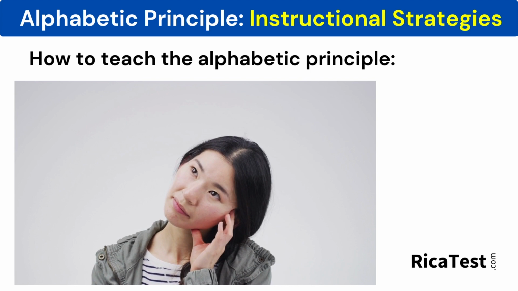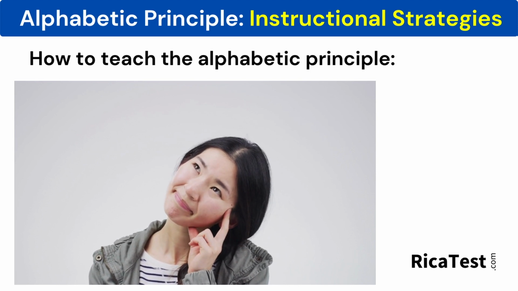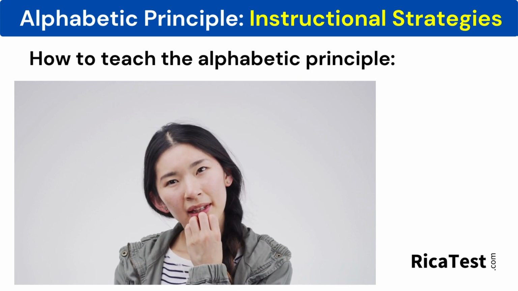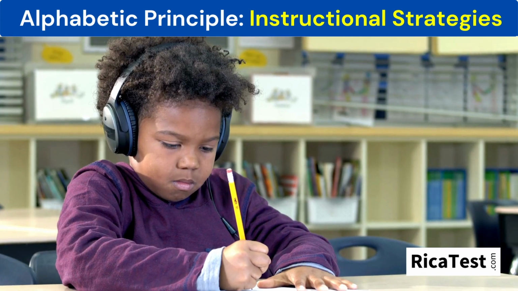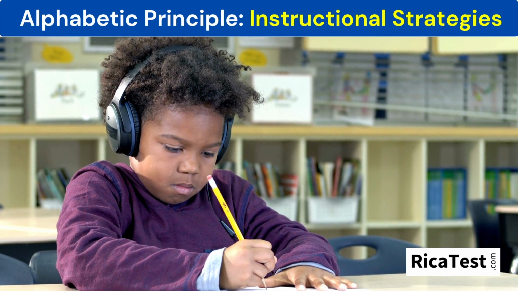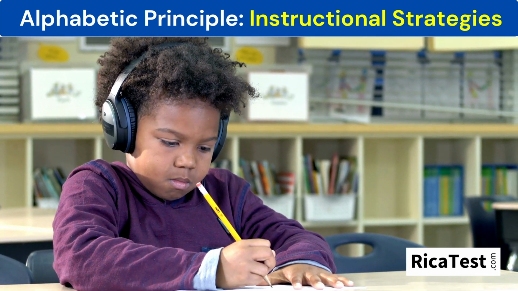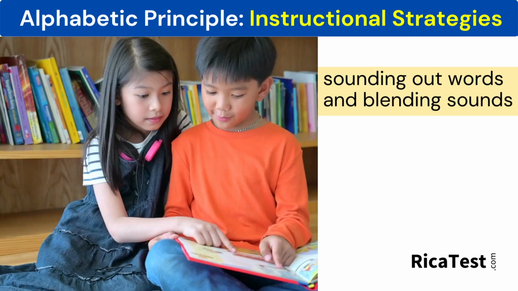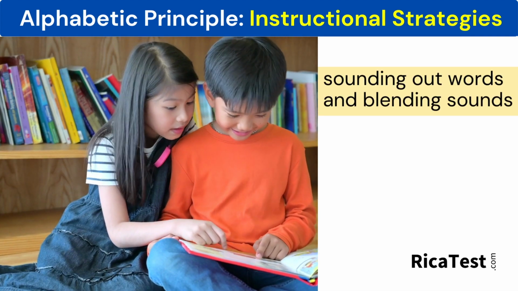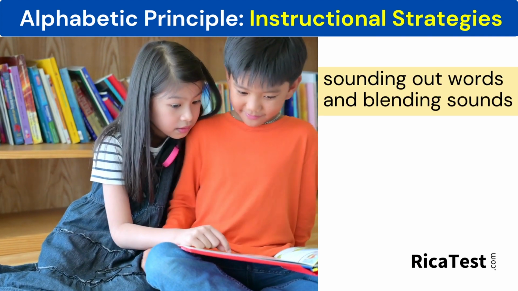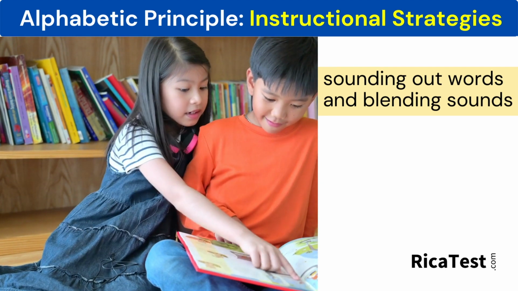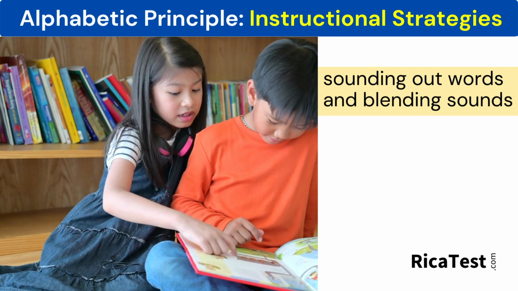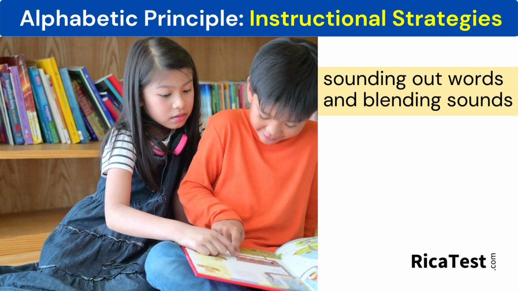But what do teachers need to do to explicitly and directly provide effective instruction to teach the alphabetic principle to our students? Well, we need to give our students writing practice. In other words, the students need to write. Furthermore, students must apply their knowledge of the alphabetic principle to attempt to match the correct letter sound correspondences together by sounding out words and blending sounds.